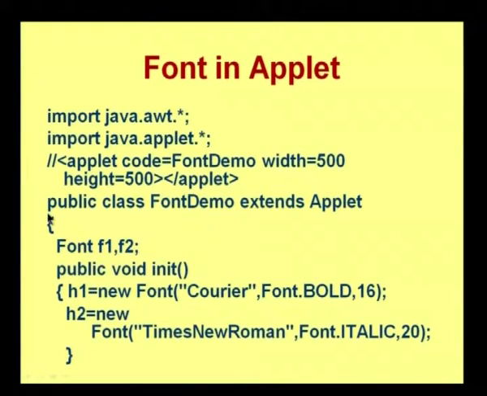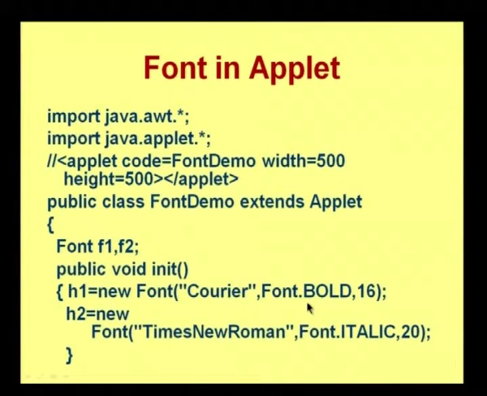So here you can see we have an applet. We have two font objects. These font objects are used to decide what type of font is placed for a particular content. Here I have h1 equal to new Font. This is in the init method, so in your initialization, I am initializing the two fonts.